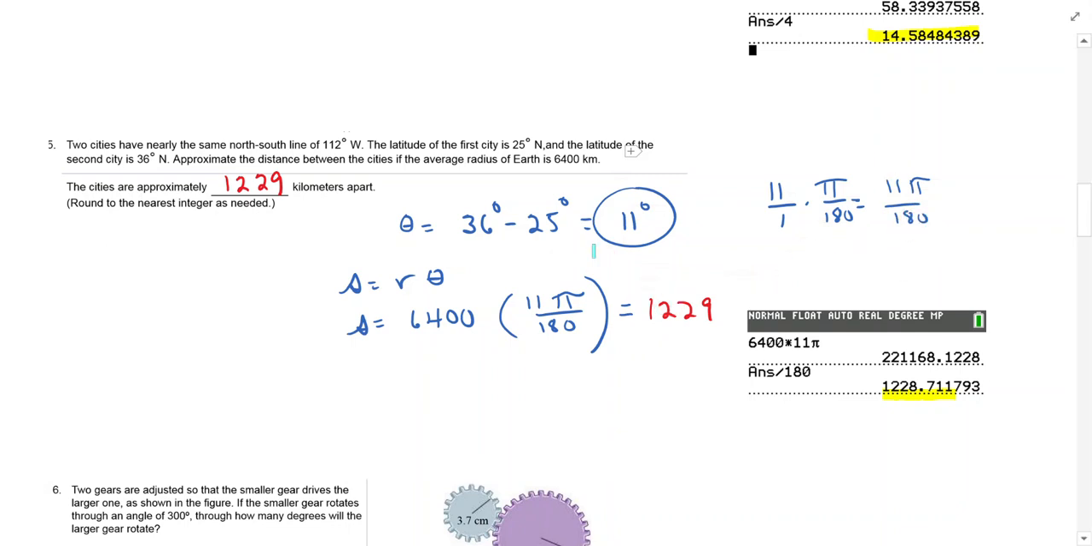And so then we're going to put that in. Here's our radius, 6,400, because that's the average radius of the Earth. And 11 pi over 180, we should get, when we do it over here, 6,400 times 11 pi, we get that number, divide by 180, 1228, and it says round to the nearest integer, so that'll be 1229.